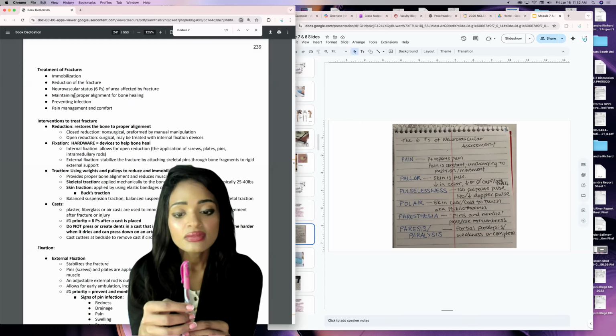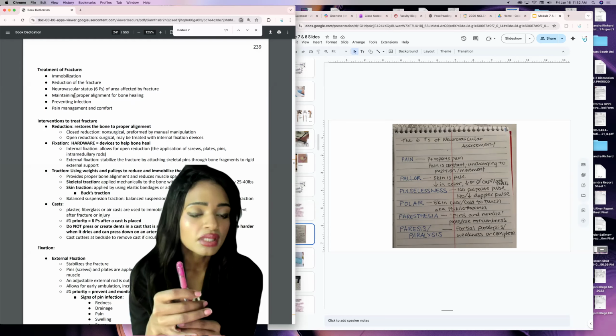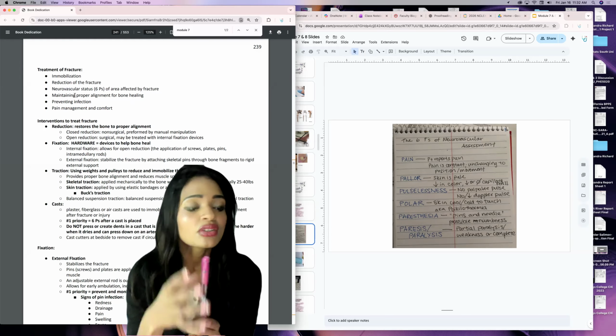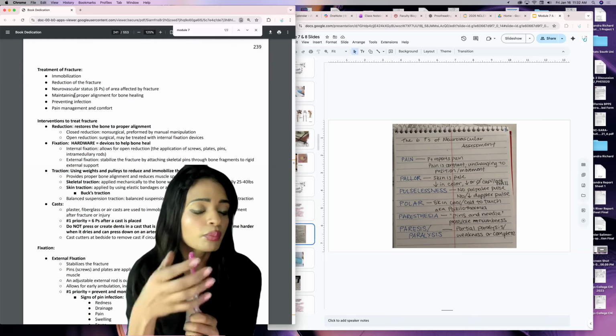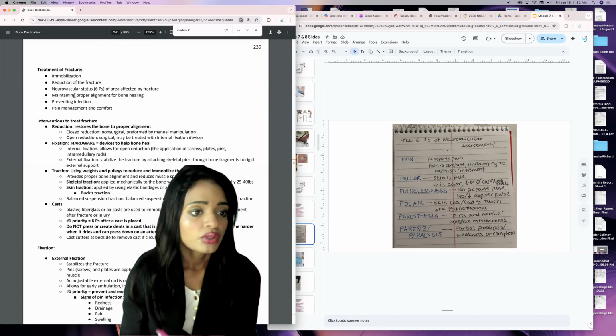And not only is it enough to reduce the fracture, but you have to immobilize it so we don't cause further damage, and you have to keep it aligned with the proper method. And we're going to learn about that.